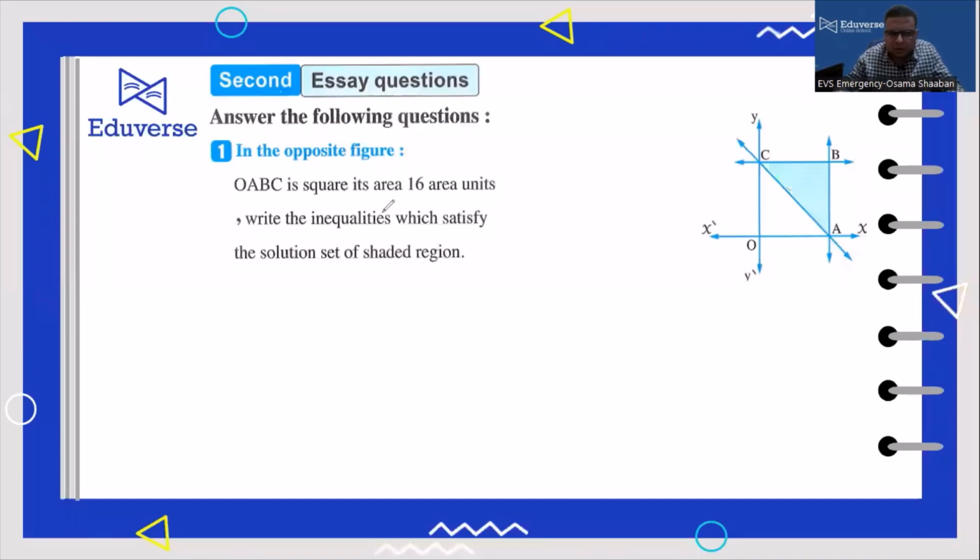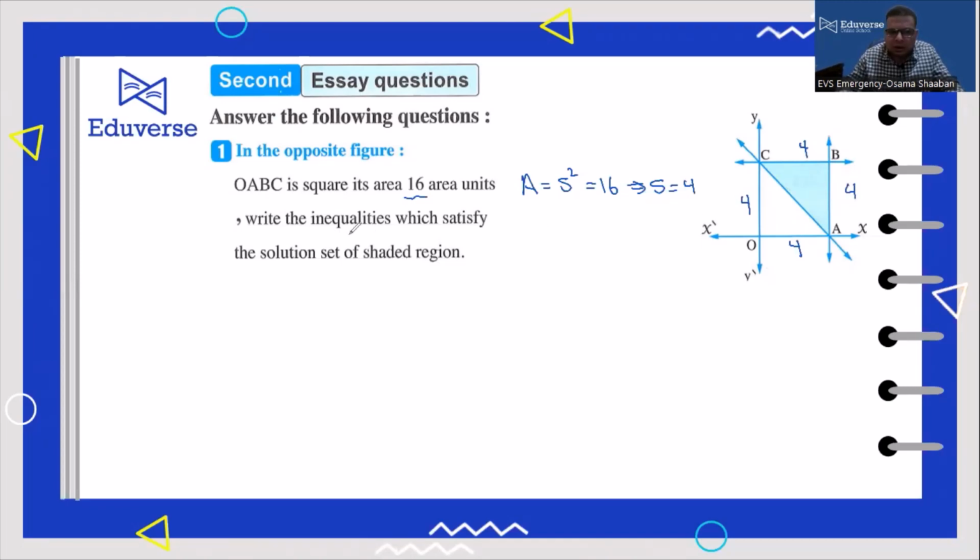In the object figure, here, shape question. Number 1 in the shape question here, OABC is a square, its area 16. OABC is a square, so the length is 4, and the area is 16. You know, the area equals side squared. That means 16, so the side will be square root of 16, which is 4. So here 4, here 4, and here 4, and here 4.